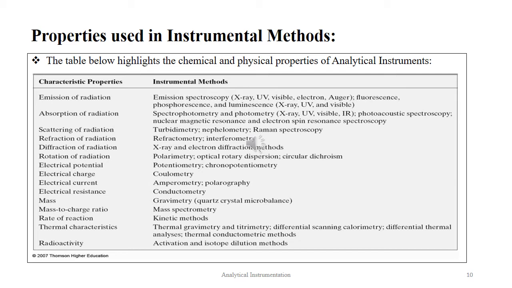Refraction of radiation, we use refractometry and interferometry. For diffraction of radiation, we use X-ray and electron diffraction methods. Rotation of radiation, we use polarimetry, optical rotary dispersion, and circular dichroism. Electrical potential, we use potentiometry and chronopotentiometry.